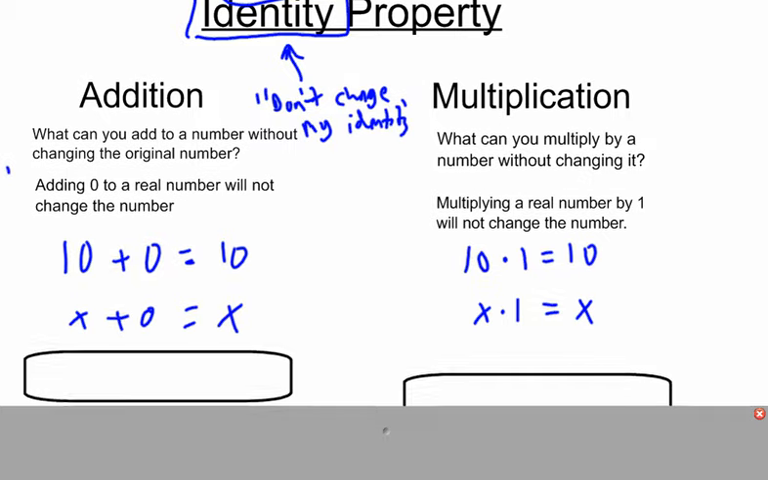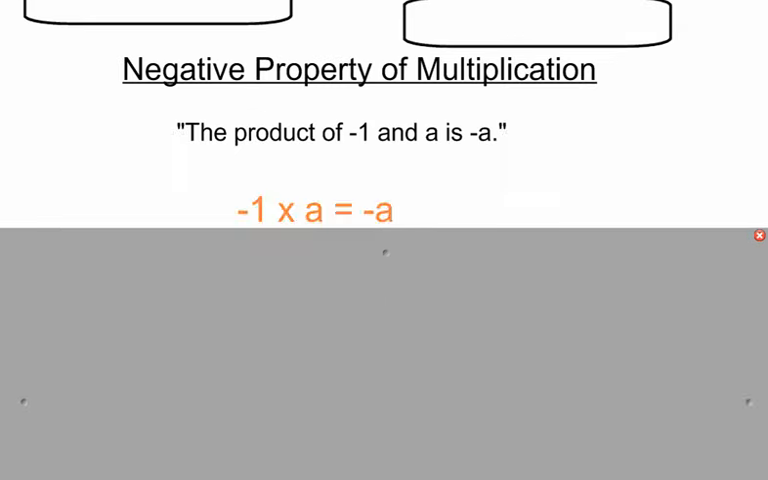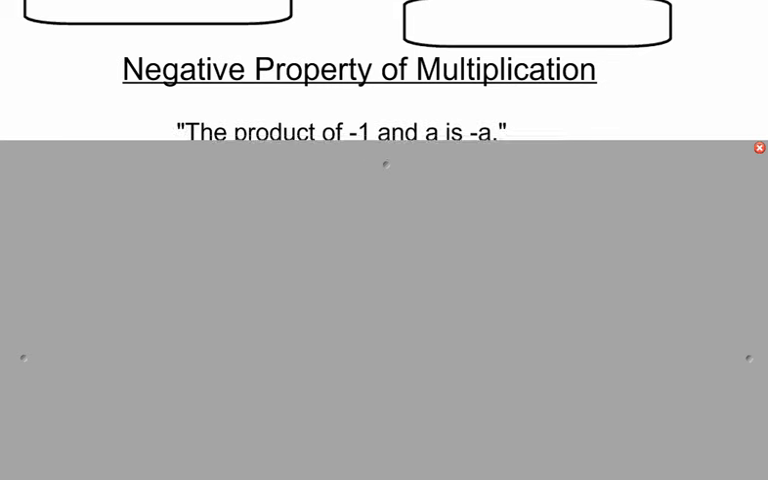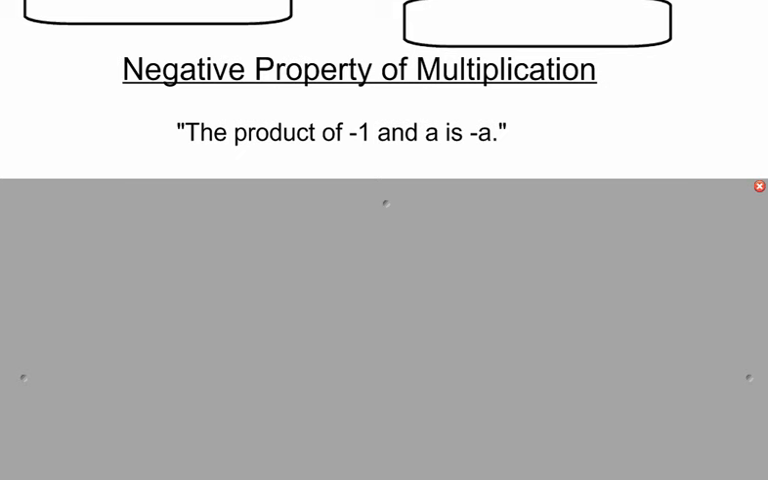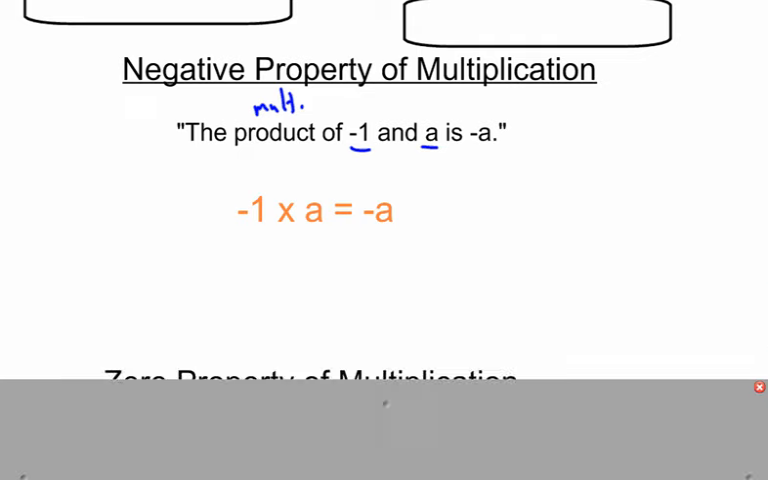Alright, two more properties, and they're very simple properties. First one is the negative property of multiplication. Does anyone know what happens when you multiply a number by negative? It becomes the opposite sign. So when you multiply negative 1 times a number, it'll just become the opposite sign. So negative 1, the product, where product means multiply, of negative 1 and a is negative a, or negative 1a. So if you multiply it by negative, it becomes a negative.